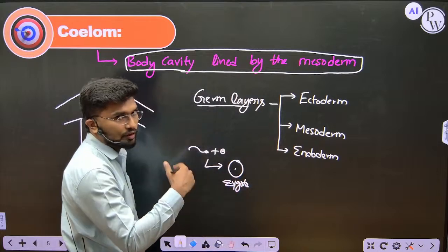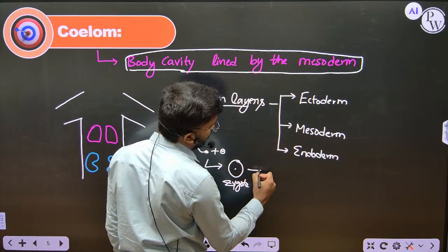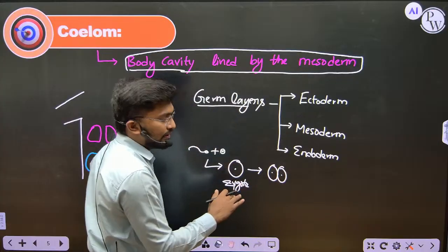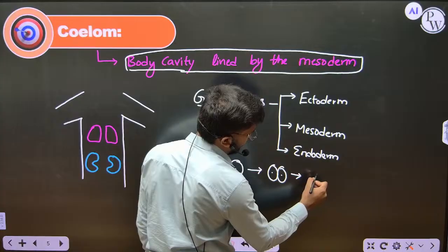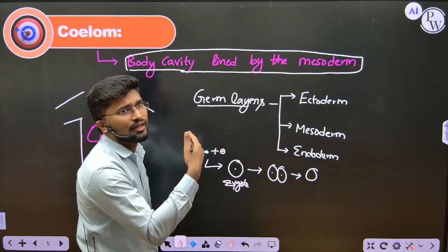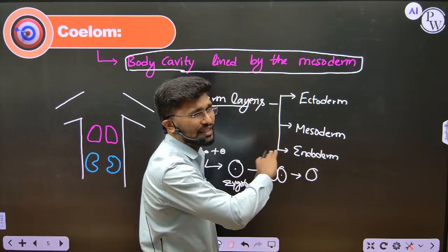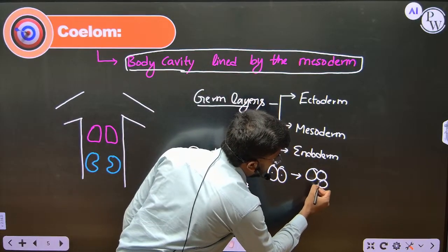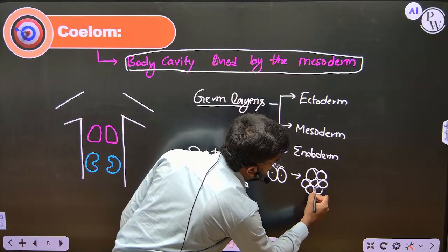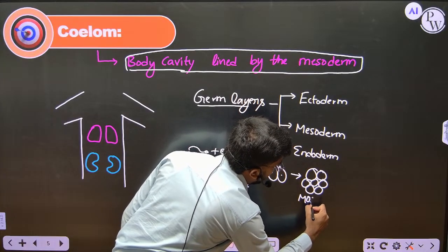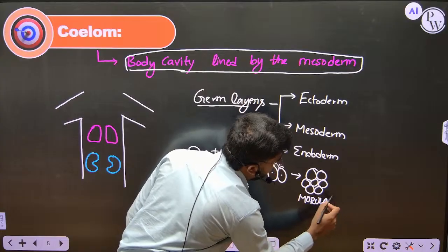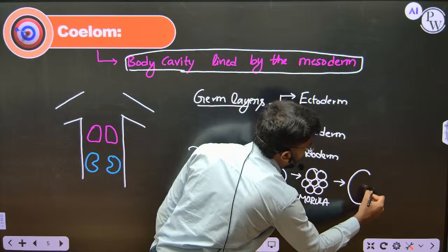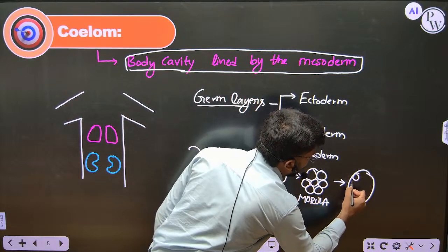This zygote will undergo further division. This is called what? Cleavage. Then it will form a ball-like structure. 2 cells will convert into 4, 4 into 8, 8 into 16. The repeated mitotic division is going to take place, so it forms a ball-like structure. This we are calling morula. Later this morula converts into blastula. Again, a ball-like structure, with outer trophoblast cells.